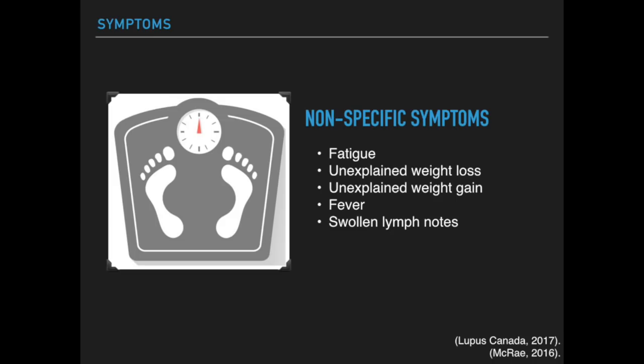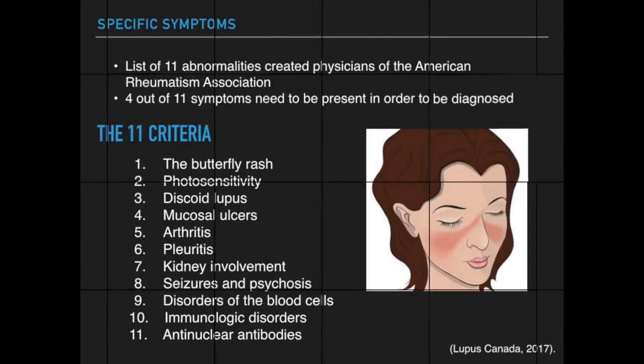Lupus Canada states SLE to be known as a disease with 1,000 faces because the symptoms change over time and vary from person to person while also mimicking many other diseases. All the symptoms can occur at onset of the disease or at any other time, which can be specific and non-specific to lupus. Non-specific symptoms include fatigue, being the most frequent symptom, continuing and unexplained weight loss and/or weight gain, fever, and slightly swollen lymph nodes.